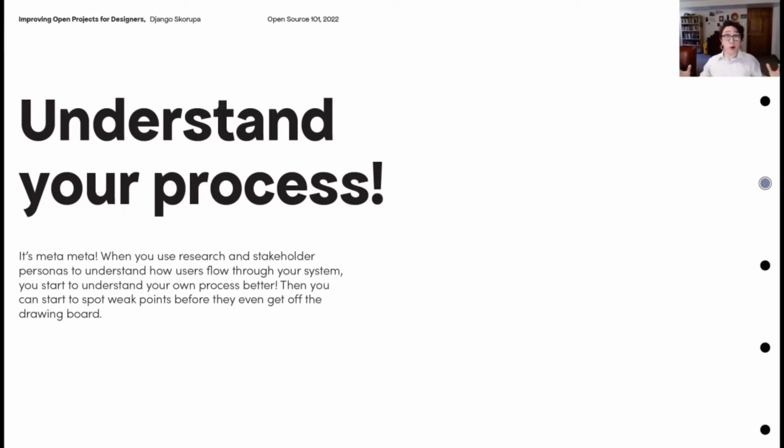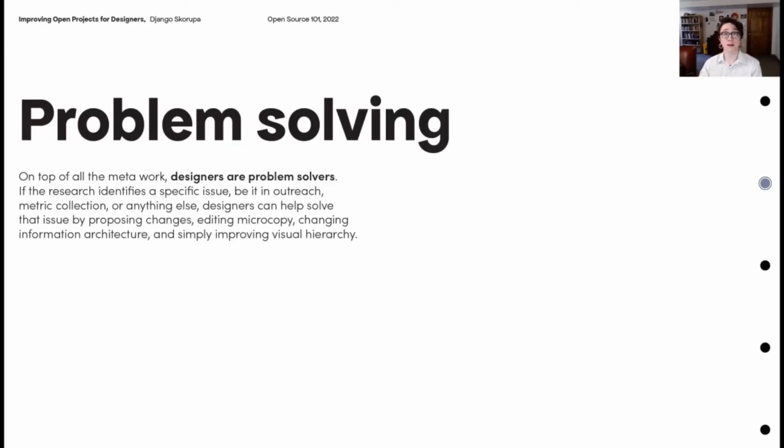Lastly, we can help you understand your process. This is the craziest thing. It's meta. When you use your research and your stakeholder personas to better understand how the users flow through your system, you can start to understand your own process even better. And then you can spot weak points before they get off the drawing board because you understand the way your project should work. You have an ideal pathway. That's good. That's design. Because in short, design is problem solving.